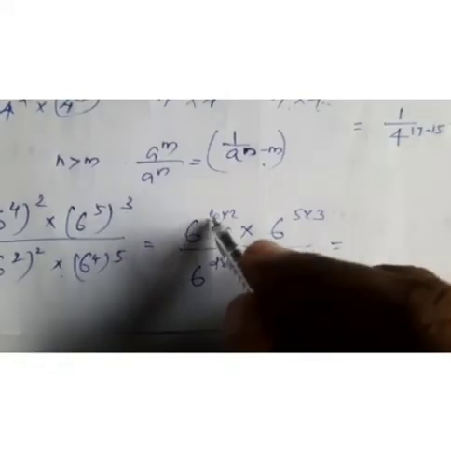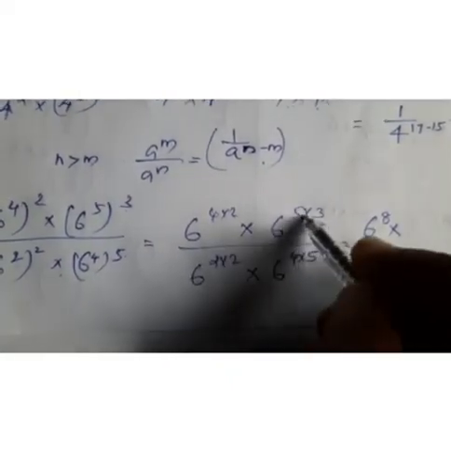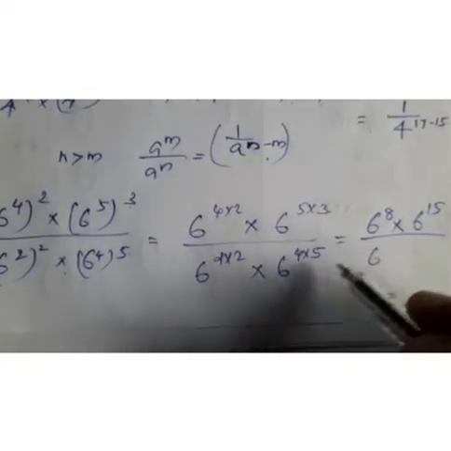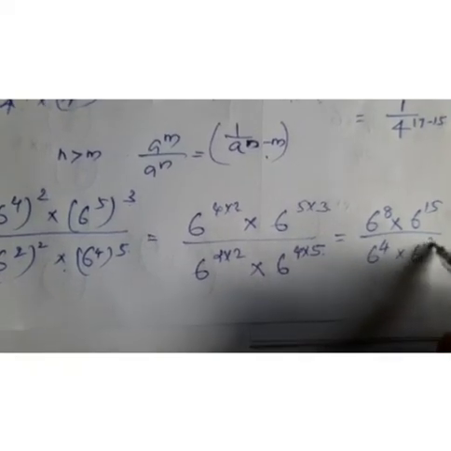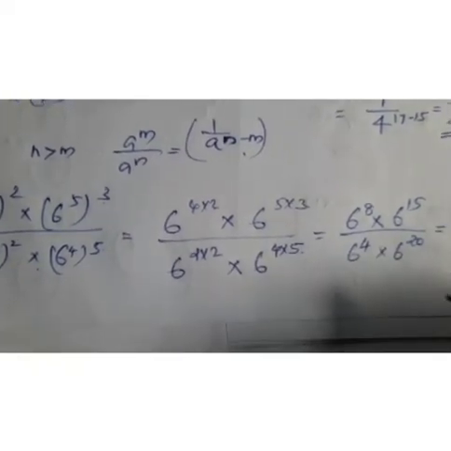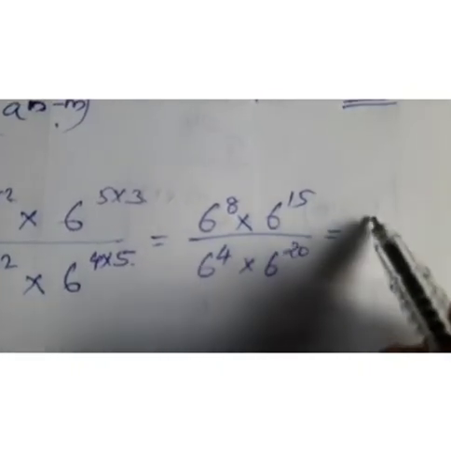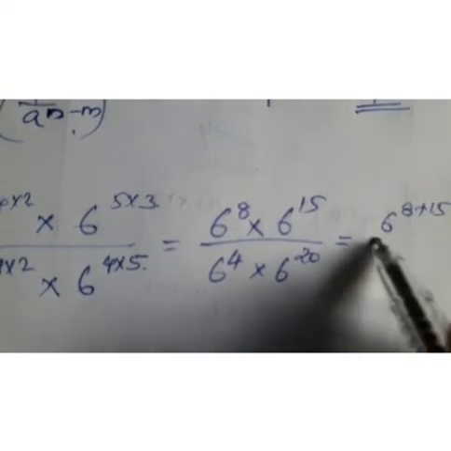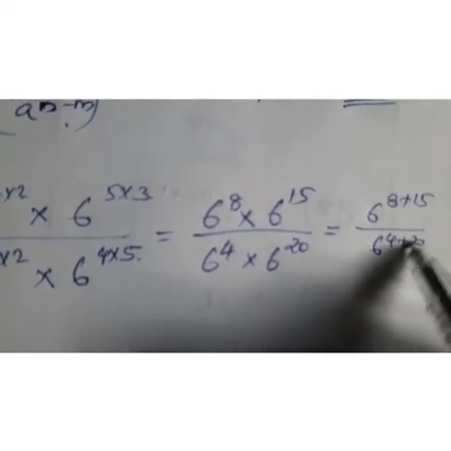That's equal to 6 raised to 4 into 2 is how much? 6 raised to 8. 6 raised to 5 into 3, 6 raised to 15. 6 raised to 2 into 6 raised to 4. 6 raised to 4 into 5 is 6 raised to 20. Then here is the multiplication rule. 6 raised to 8 into 6 raised to 15 is 6 raised to 8 plus 15 divided by 6 raised to 4 plus 20.